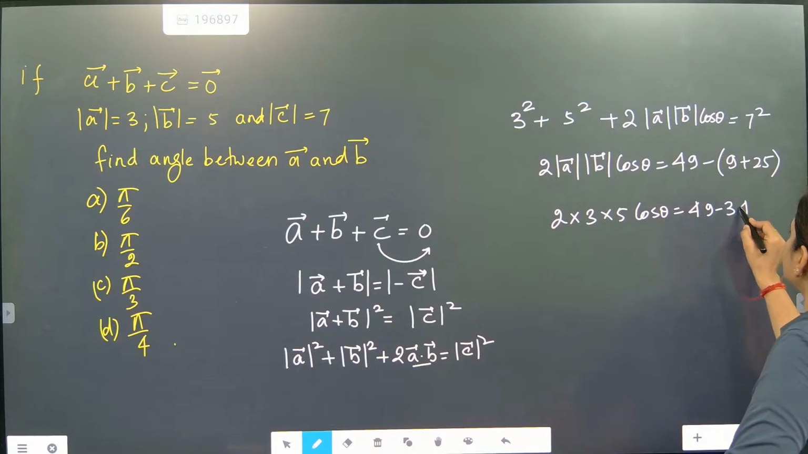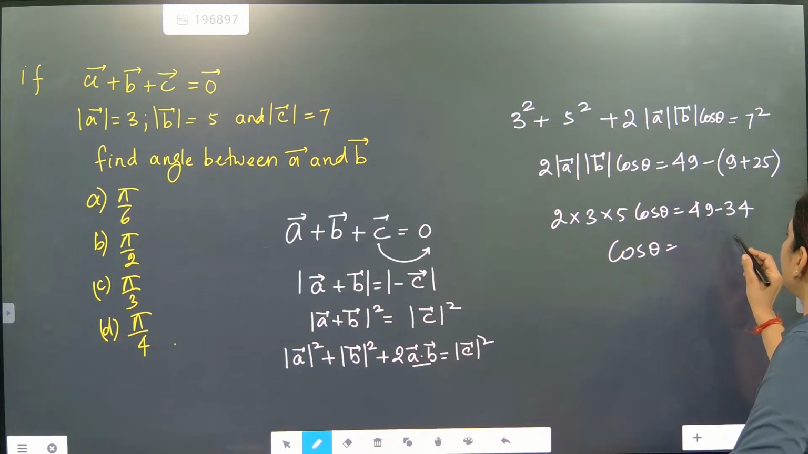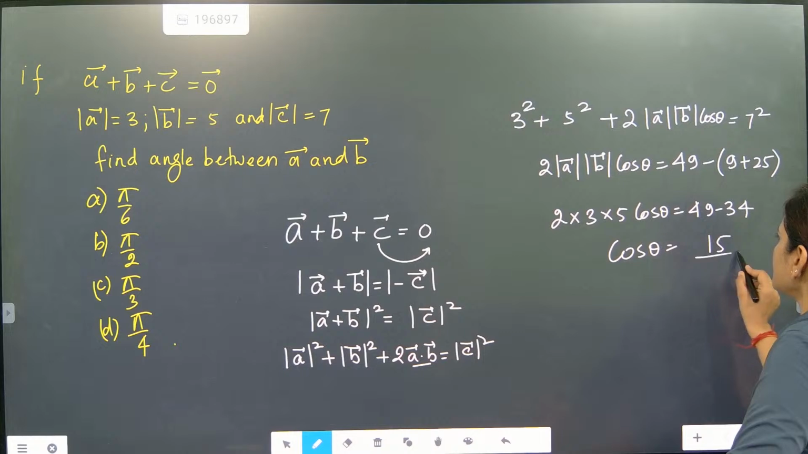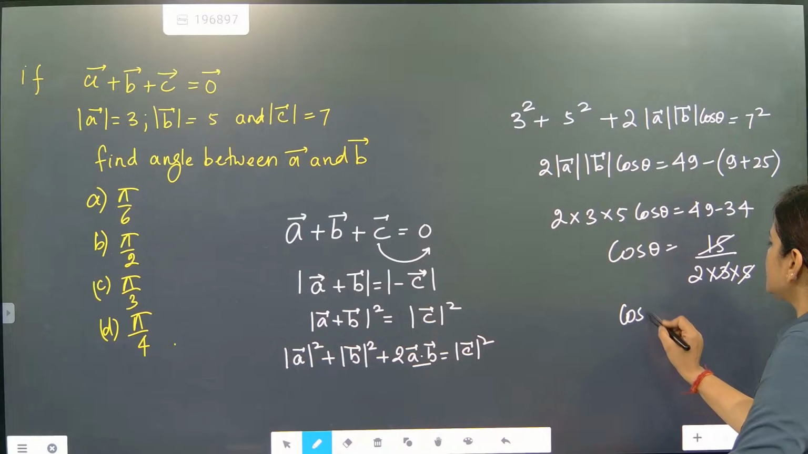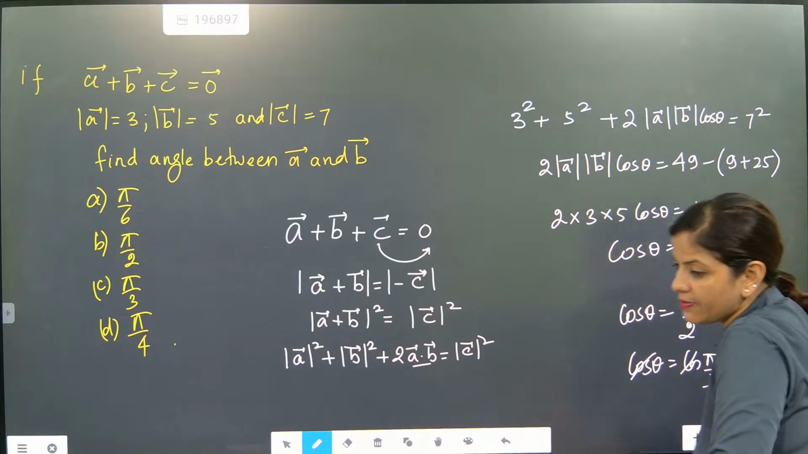So it is coming as 34. Now cos theta is coming as 9 minus 5, that is 15. Now here 2 into 3 into 5, so this cancels. So cos theta is equal to 1 by 2. So cos theta is equal to cos pi by 3. So theta is coming as pi by 3.